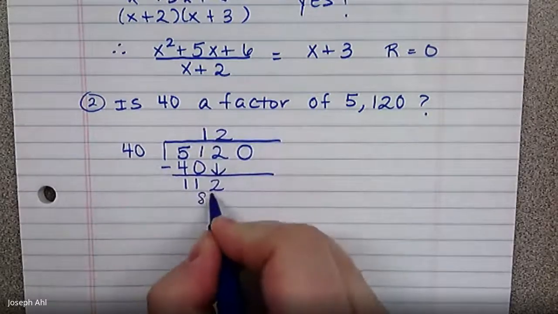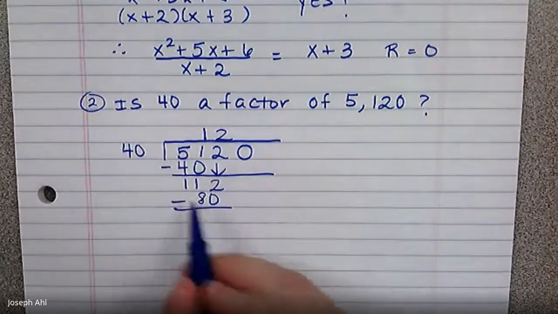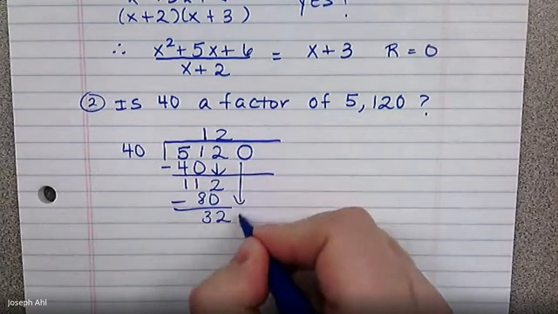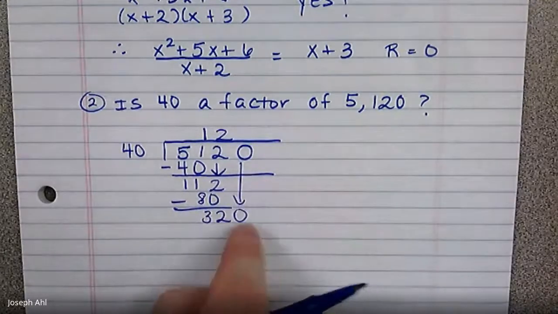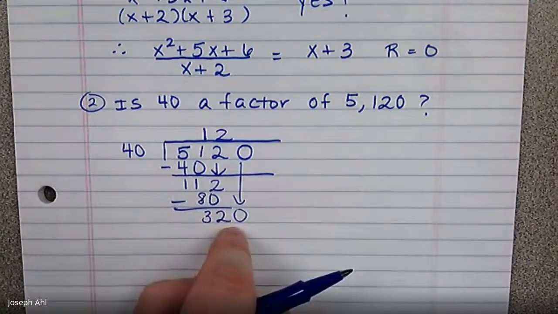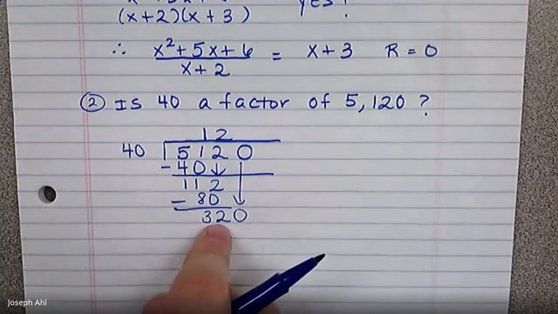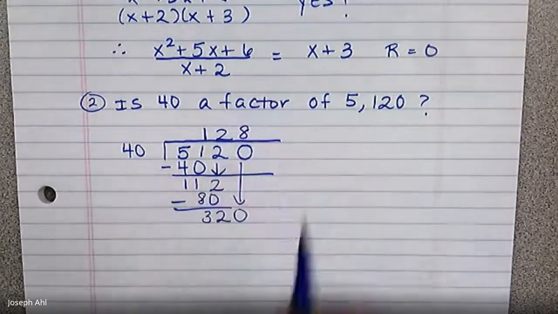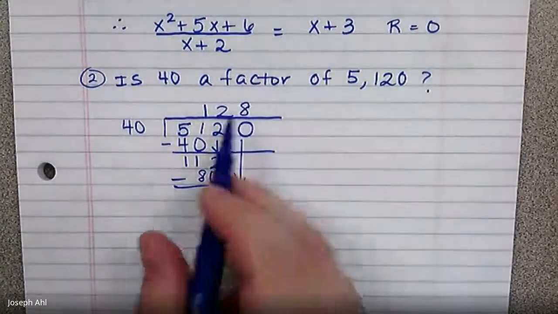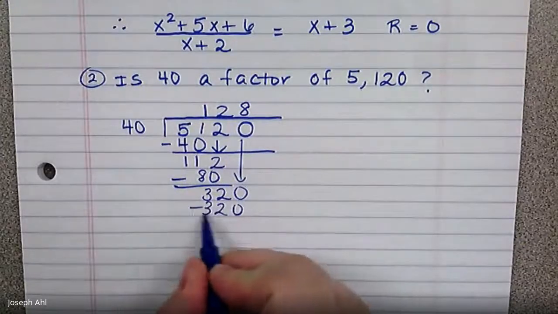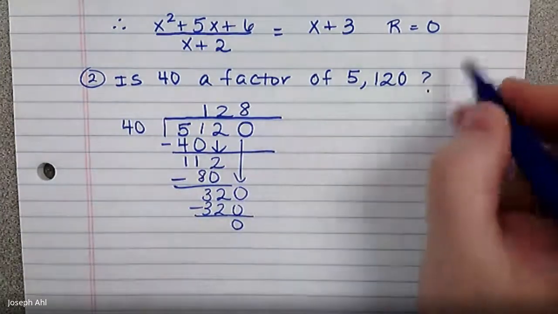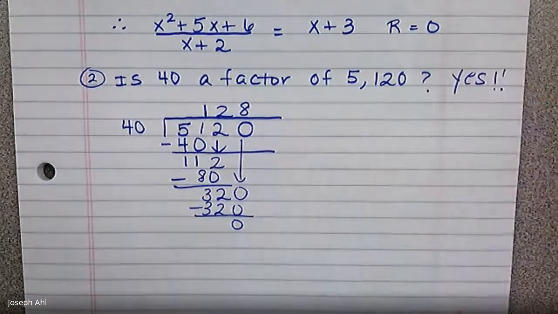40 times 2, we said, is 80. Subtract 112 minus 80, that's going to be 32. And then we've got one more number to bring down, the 0. 40 goes into 320. I think it's going to go evenly, right? 4 goes into 32 8 times. So 40 would go into 320 8 times. Okay, so therefore 8 times 40 is 320, and we can see that in the end, this last number, of course, would be the remainder from doing the division. So is 40 a factor of 5,120? The answer is yes, it is.